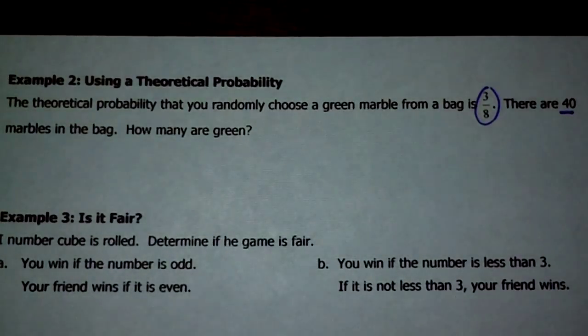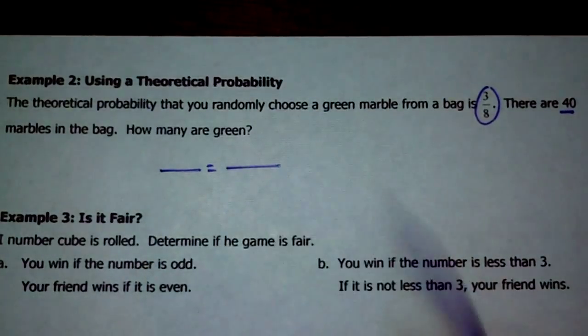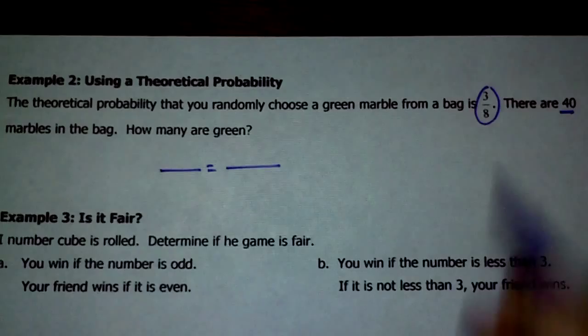What do you do to solve things when you're given a ratio and one other number? Please be shouting out a proportion at your computer right now. We set up our proportion. And we start off our proportion with the ratio that we're given, which is 3/8.